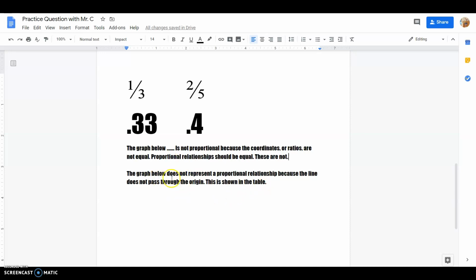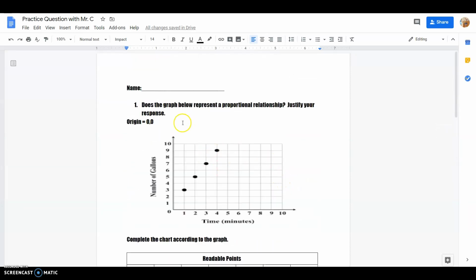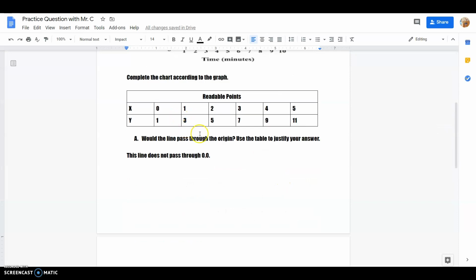This one, the graph below does not represent a proportional relationship because the line does not pass through the origin. This is shown in the table. Is good. But we could also state more. So we could say a line must pass through the coordinates 0, 0 to be considered a proportional relationship. You see, this is what I expect your answers to look like.